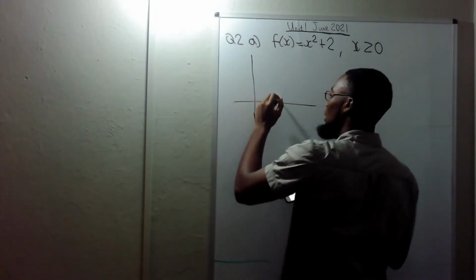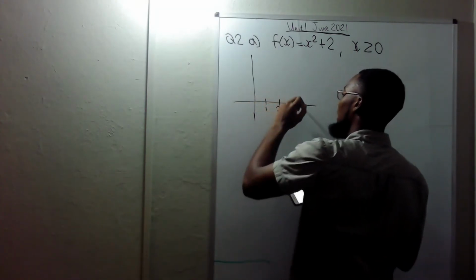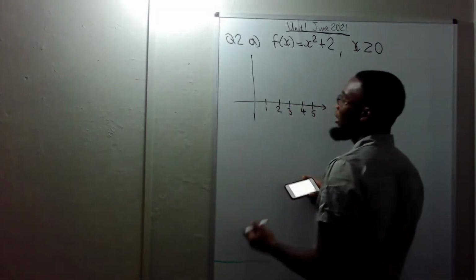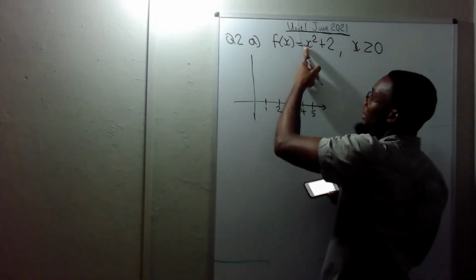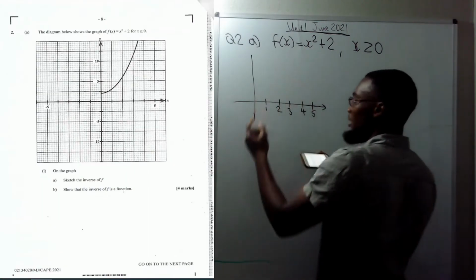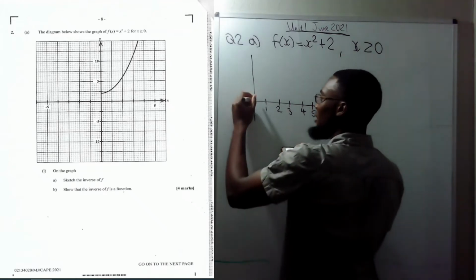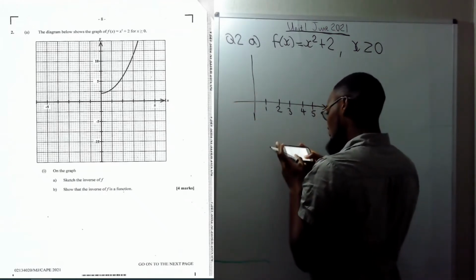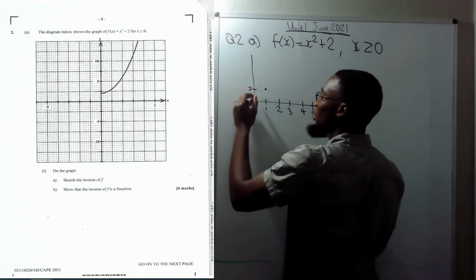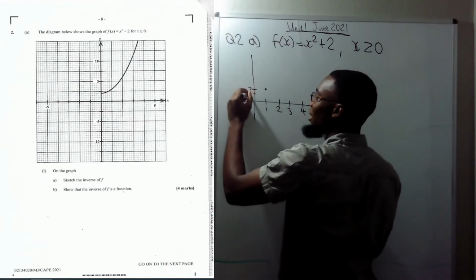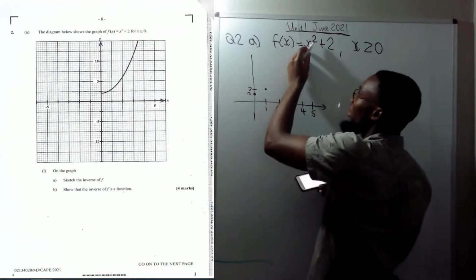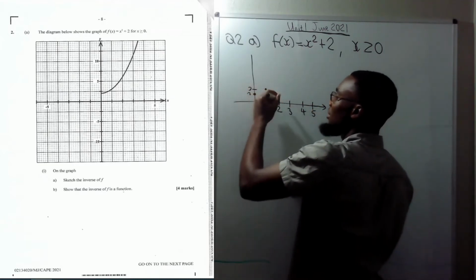Let's put x values 1, 2, 3, 4, 5. So when x is 1, 1 squared is 1, plus 2 is 3. So right here, yep, it's lined up, is 3. When x is 0, the y value is 2. When x is 2, 2 squared is 4, 4 plus 2 is 6.